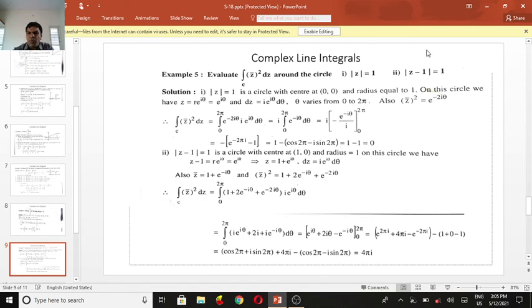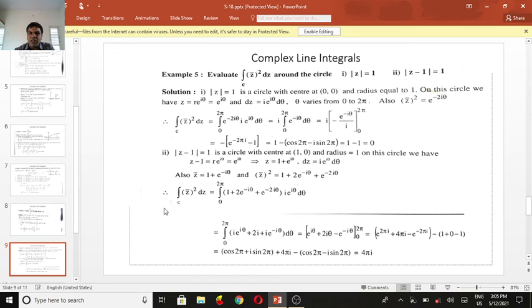Now we come to the second problem. Mod z minus 1 is equal to 1. This is the equation of a circle whose center is 1, 0 and radius is 1. On the circle, mod z minus 1 is r e power i theta, with r equal to 1. So z equals 1 plus e power i theta. What's dz? It becomes i e power i theta d theta.